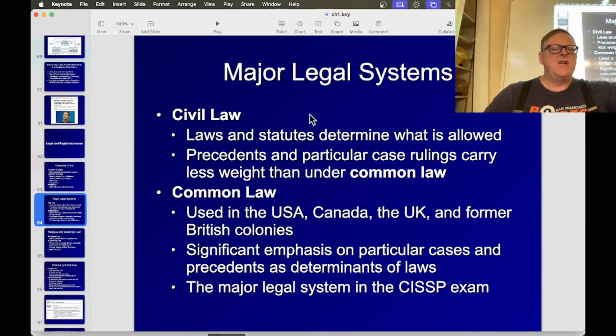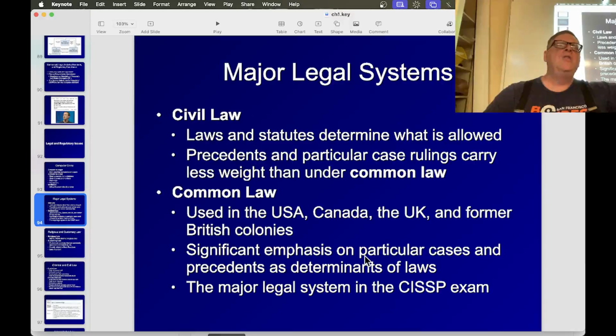So civil law is laws that usually do not carry a prison sentence. They mean that somebody will have to pay money. This is lawsuits. Common law is used in all these countries. This is the major legal system in the CISSP exam because they're determined by precedents.